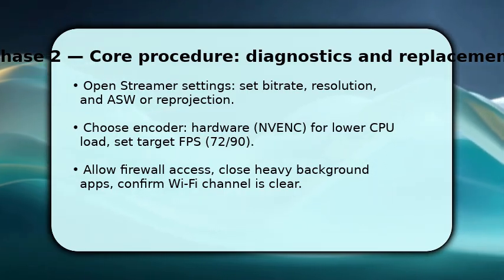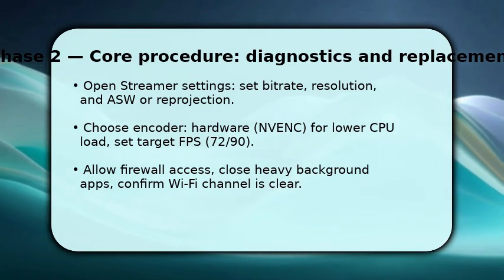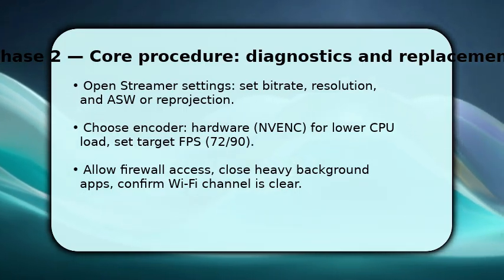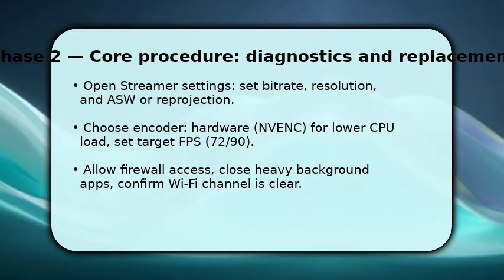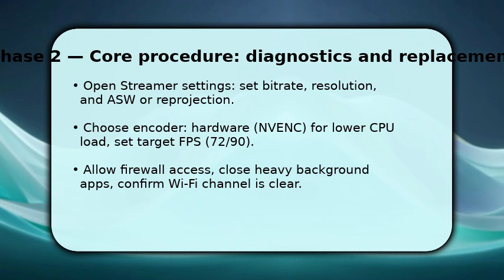Select a hardware encoder such as NVENC to reduce CPU overhead, and set target FPS to 72 or 90, depending on content. Also make sure Windows Firewall allows the Streamer app. Close large background apps. This reduces stutter and prevents packet loss.